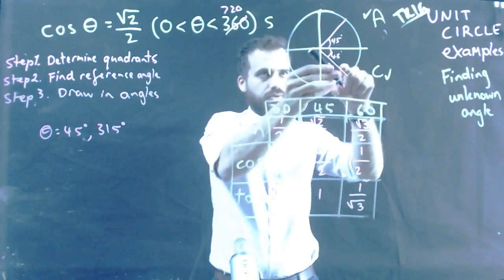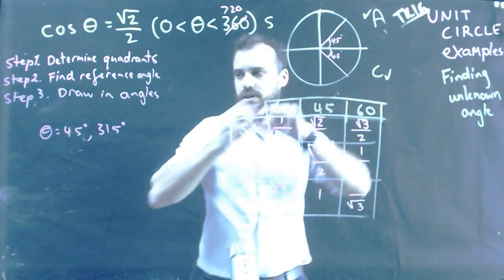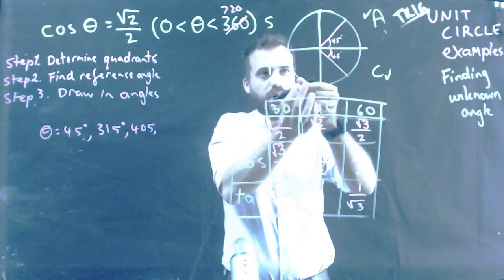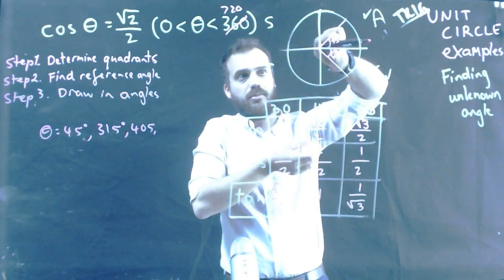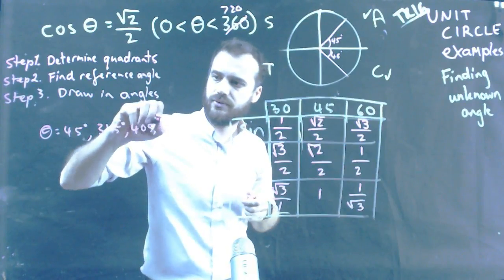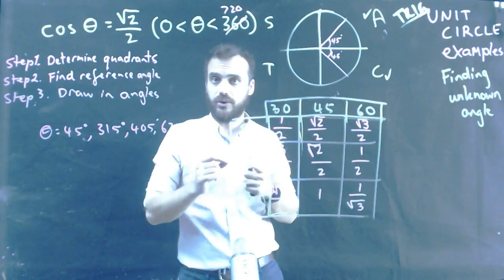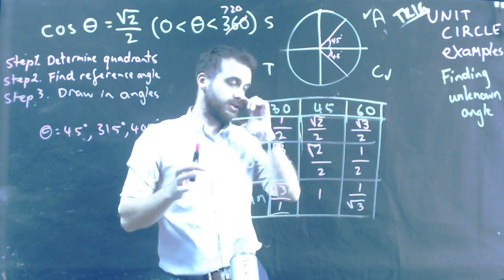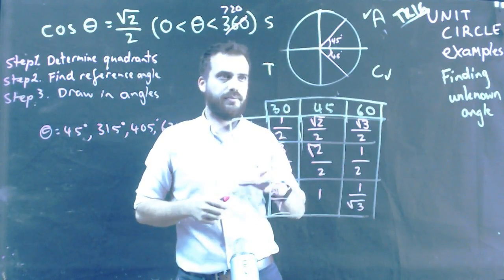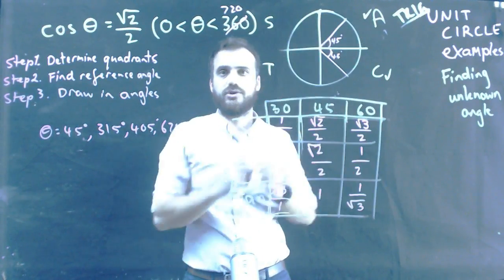45, 315, 360 plus 45, that's 405, and then 2 whole rotations, 720 minus 45, that must be 675. When you do that, you're going to get 4 different answers. Okay, that's finding an unknown angle. You've got to step your way through it, but it's fairly straightforward once you find your 2 quadrants that it can exist in.